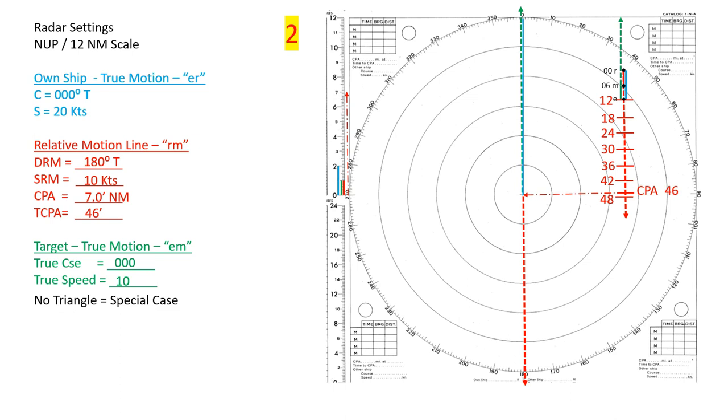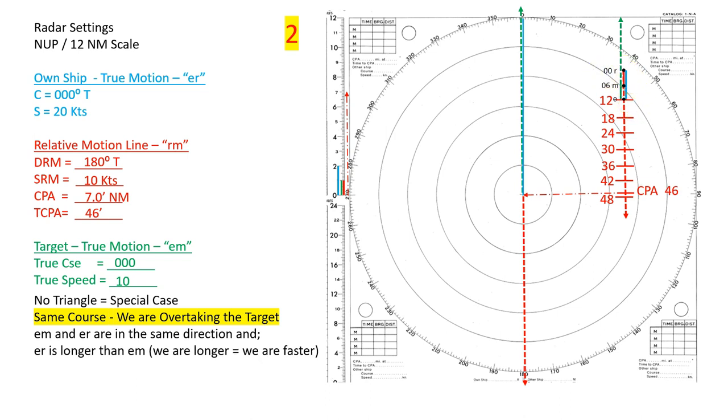So this is no triangle, a special case. The special case is same course, but in this case E to M is them, and E to R is ours. We're going faster. As a matter of fact, we're going twice as fast as they are. This is a special case where we are overtaking. In that case, EM and ER are in the same direction, and ER is longer than EM. We are faster. M is between E and R.